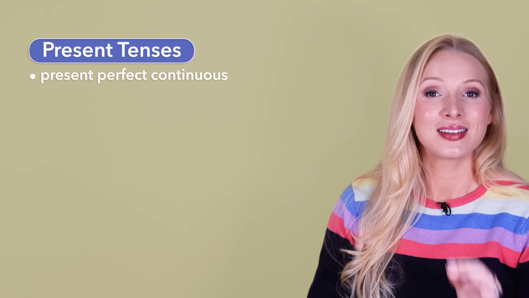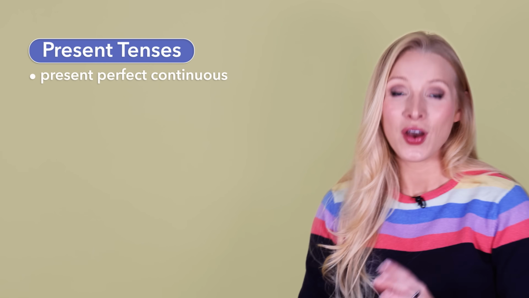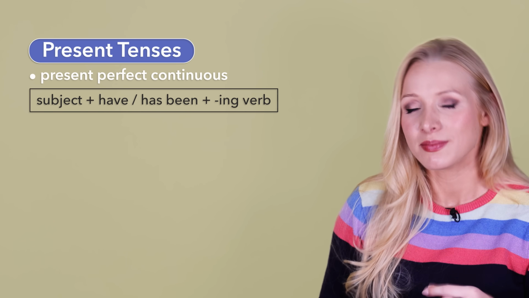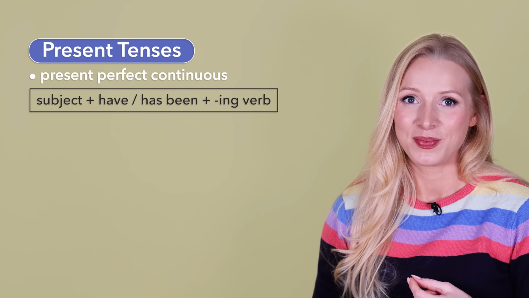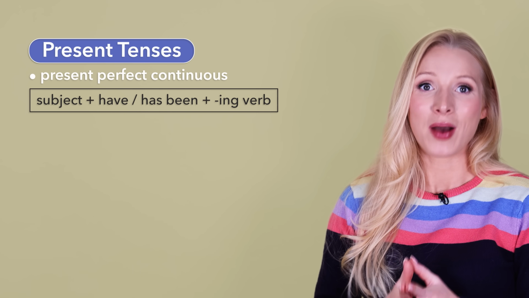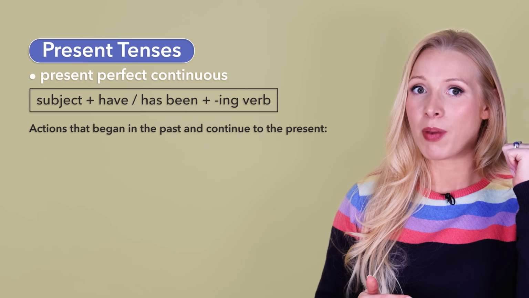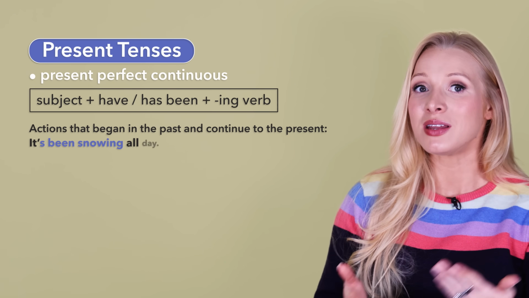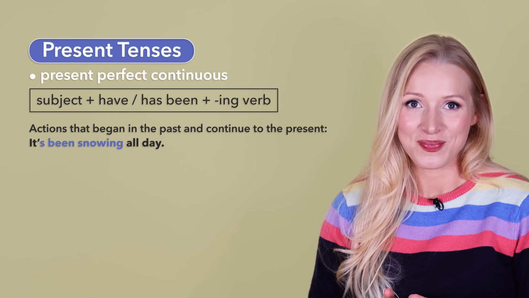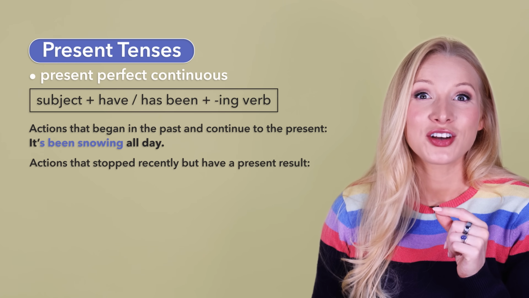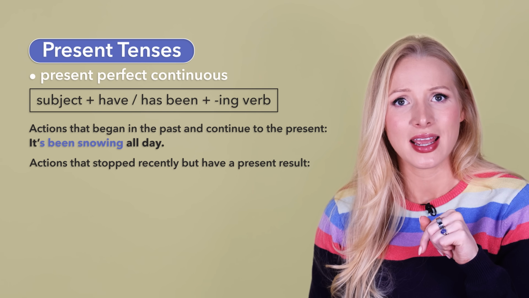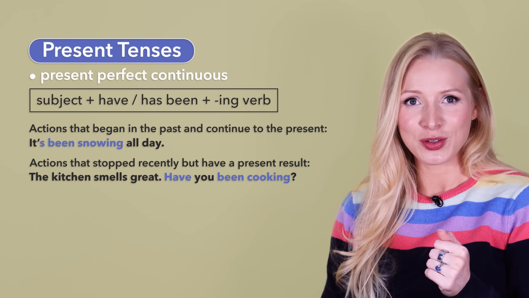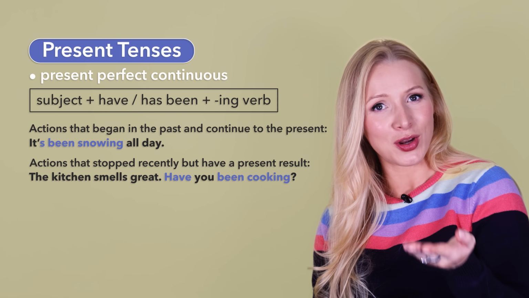Lastly, the present perfect continuous, formed with have or has been plus ing verb. We use this tense to talk about actions that began in the past and continue to the present. It's been snowing all day. We also use it for actions that stopped recently but have a present result. The kitchen smells great. Have you been cooking?